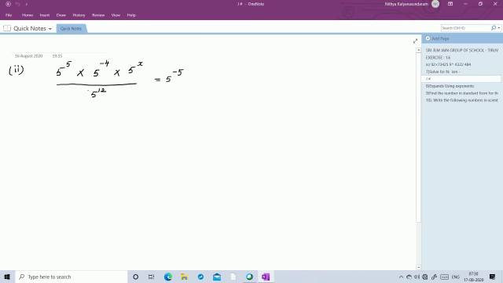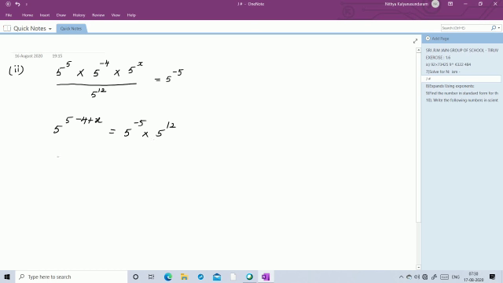Next question, 5 power 5 multiply 5 power minus 4 then into 5 power x divided by 5 power 12 equal to 5 power minus 5. So the division we will move to that side, so it should be multiply. Here bases are equal and multiply means powers we want to add. So 5 power 5 minus 4 plus x is equal to 5 power minus 5 into 5 power 12.